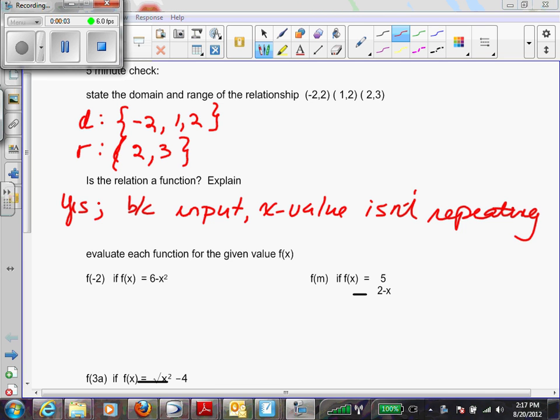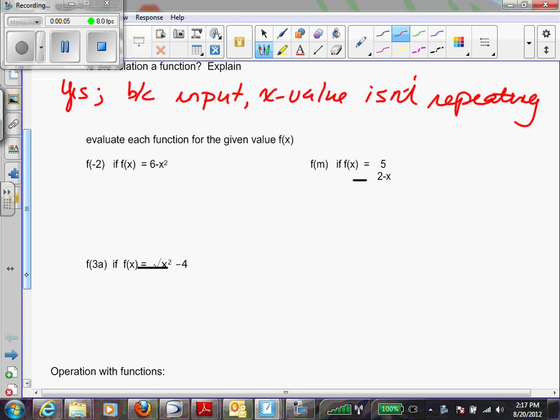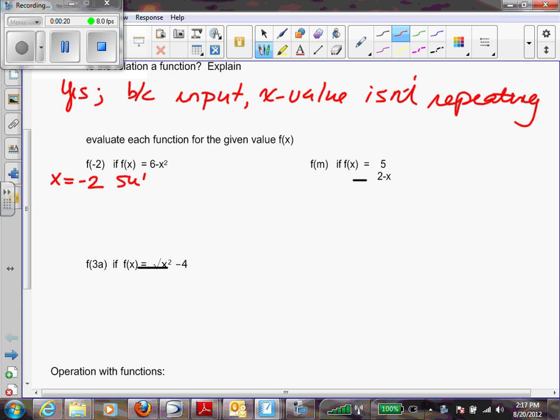All right, and so then let's see what we did here. What do we do with this one? Plug in the -2, right? This is just a substitution problem, okay? When I'm saying f at -2, I'm just saying let x equal -2 and substitute it in. So f at -2 is equal to 6 minus -2 quantity squared.